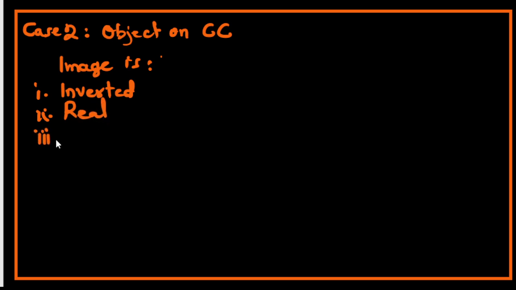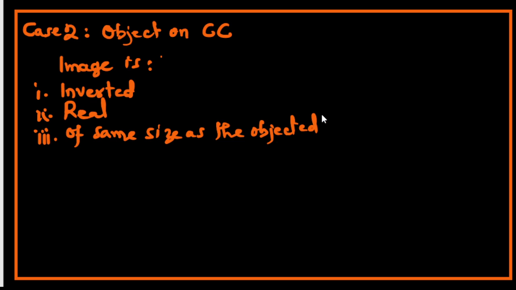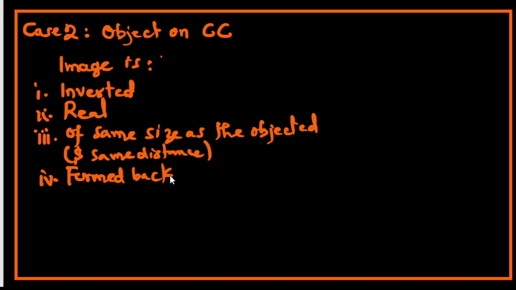The image we have is of the same size as the object, and the same distance as the object. Then number 4, the image is formed back at the center of curvature.